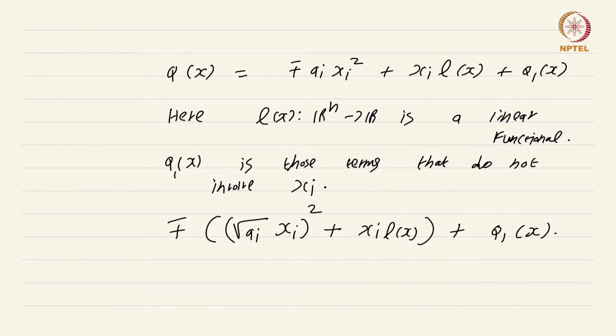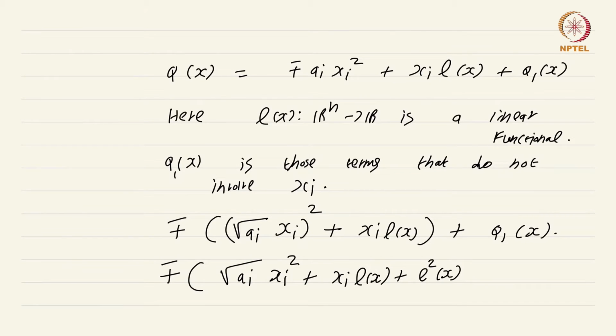Well, once you do that, you can write this as plus or minus square root of ai xi squared plus xi L of x plus L squared x by 4a. Here I forgot some brackets. So once you do this, of course I have forgotten some terms: plus q1 of x, and there's a plus or minus L squared x by 4a now.